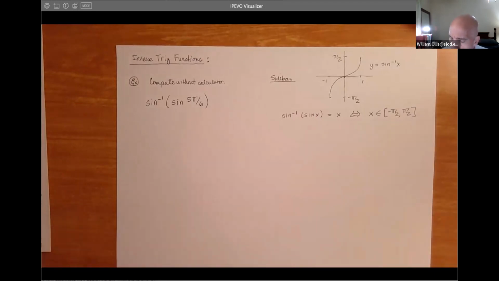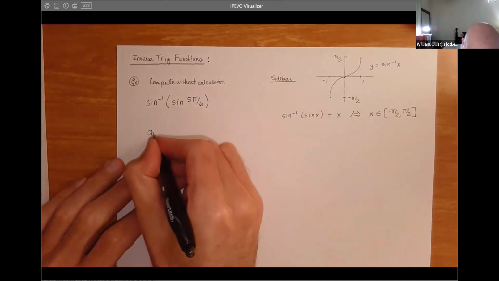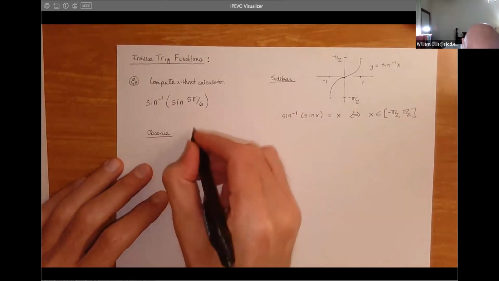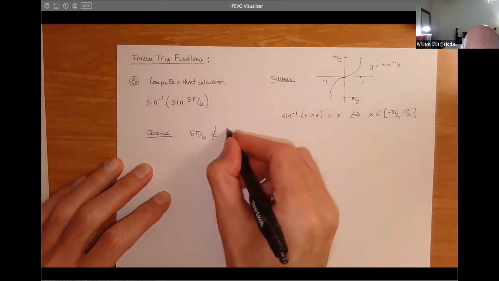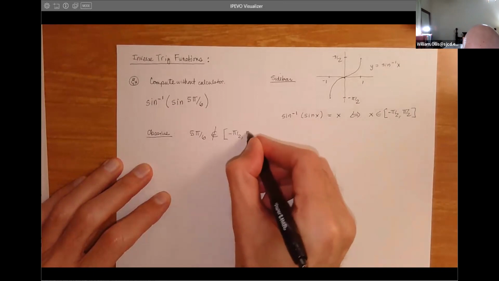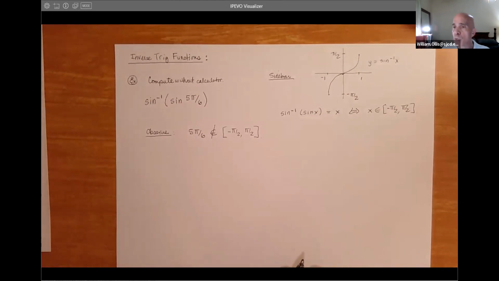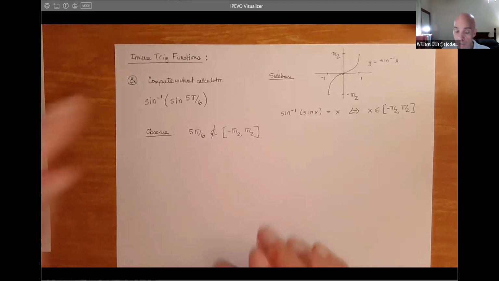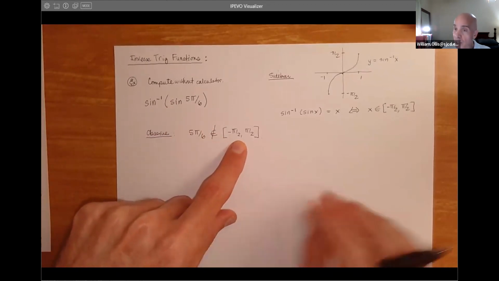Now, this is where we can be a little bit more selective. So we observe that 5 pi over 6 does not live there. So first, what we can do is say, okay, can we adjust this? Can we adjust by a reference angle? Can we adjust for an equivalent value of this sine that will give us a particular value that lives here?